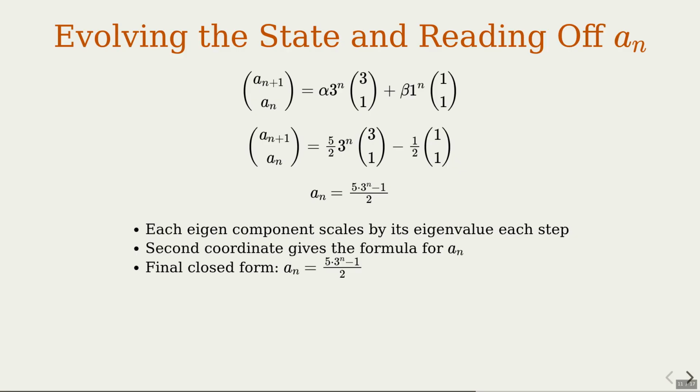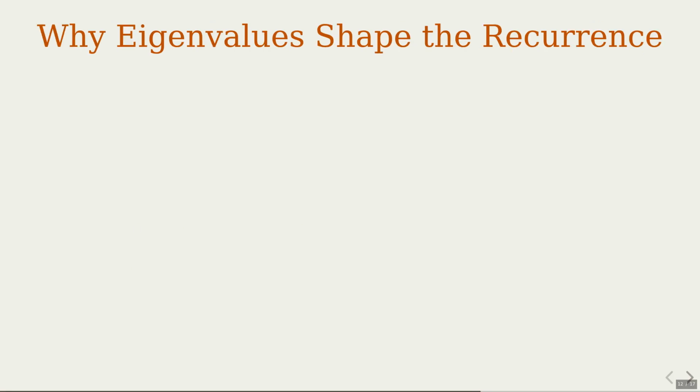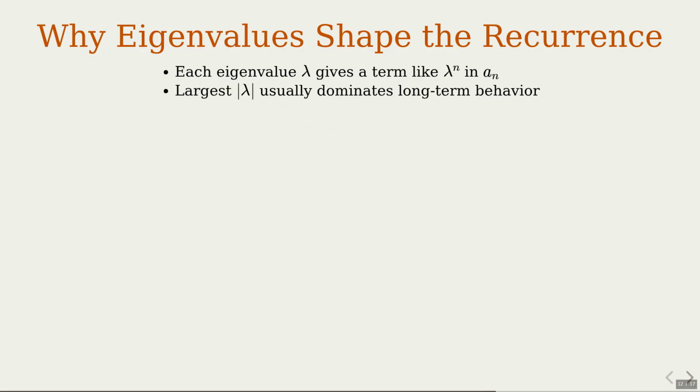Now that we have the explicit formula, we can step back and see how eigenvalues control the overall behavior of the recurrence. Let us zoom out from this one example and think about what eigenvalues tell us more generally. I want to connect the algebra of eigenvalues with how the sequence behaves over the long run. Because each eigendirection scales by its eigenvalue each step, its contribution to the sequence looks like that eigenvalue to the n. When you combine several exponentials, the one with the largest magnitude tends to win as n grows large.